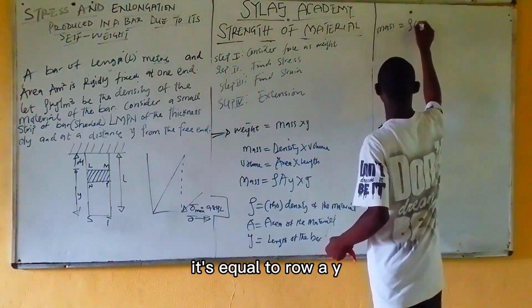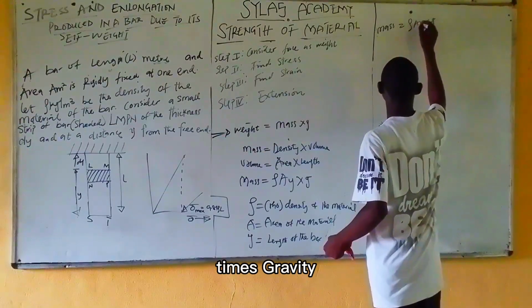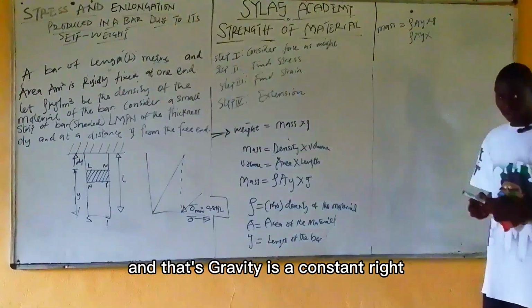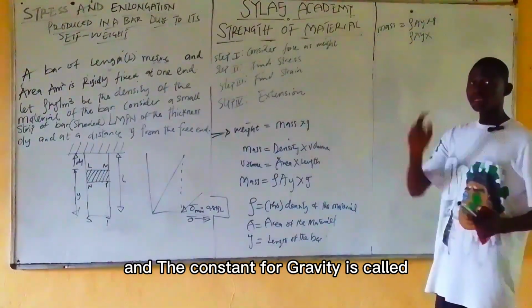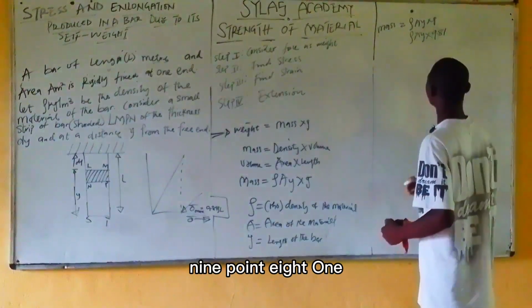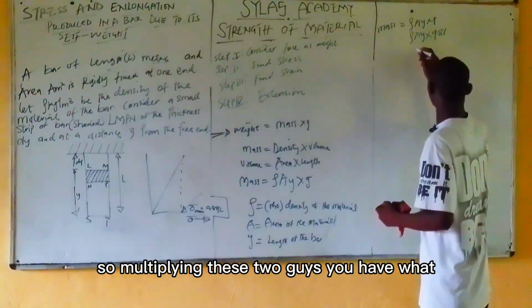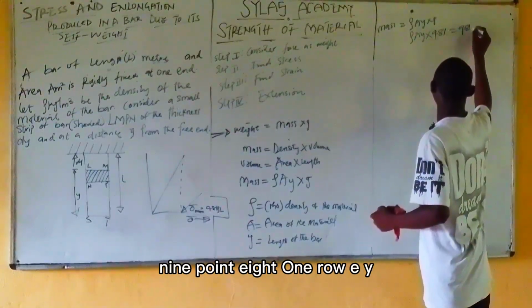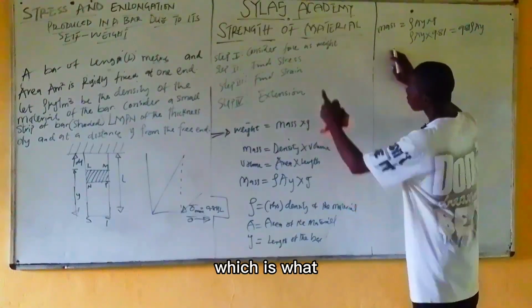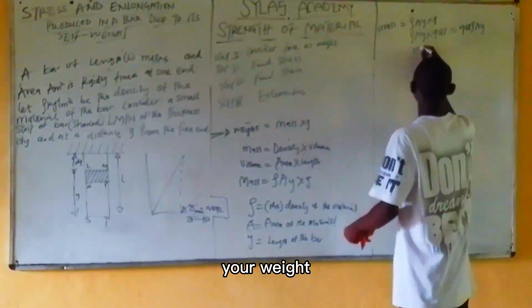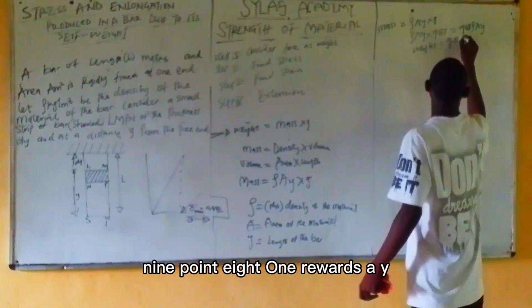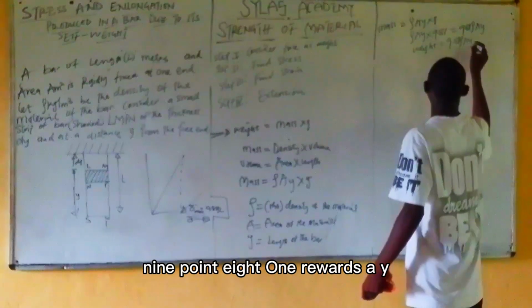From this, mass is equal to rho A y times gravity, and gravity is a constant, 9.81. Multiplying these two, you have 9.81 rho A y, which is your weight.